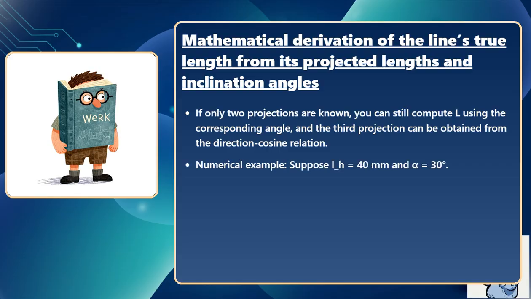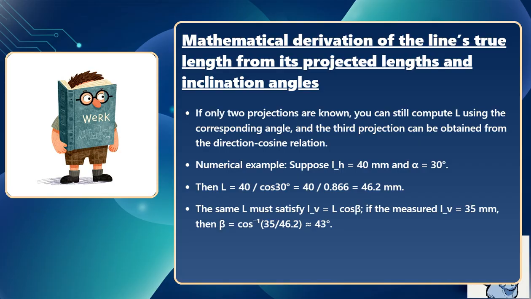Numerical example: suppose L_H equals 40 millimeters and alpha equals 30 degrees. Then L equals 40 divided by cos 30 degrees equals 40 divided by 0.866 equals 46.2 millimeters. The same L must satisfy L_V equals L cos beta. If the measured L_V equals 35 millimeters, then beta equals arccos of 35 over 46.2, approximately 43 degrees. This consistency check is useful in exams.